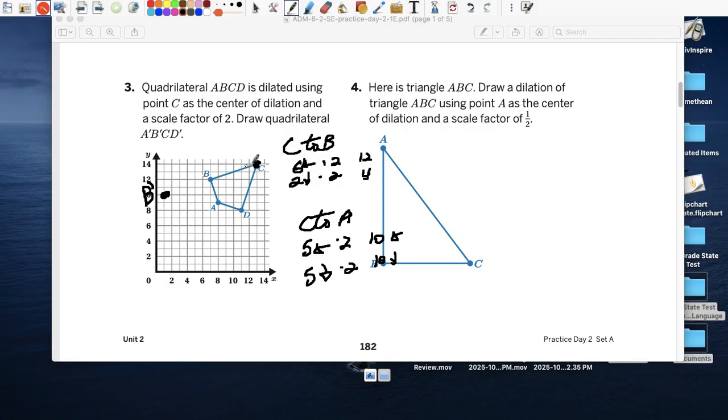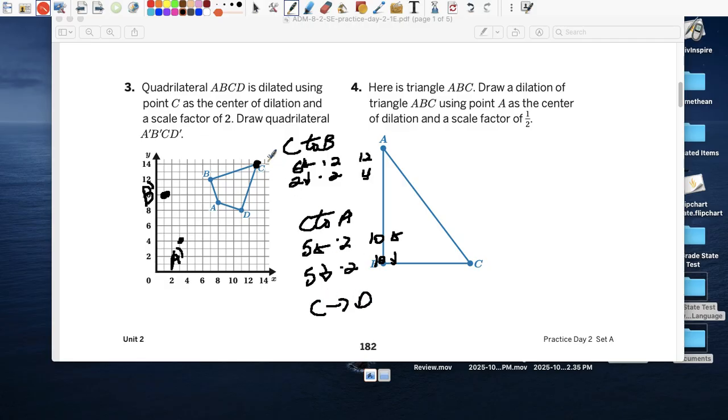So 1, 2, 3, 4, 5, 6, 7, 8, 9, 10. 1, 2, 3, 4, 5, 6, 7, 8, 9, 10. And here's A prime. D prime, so sorry, C to D.